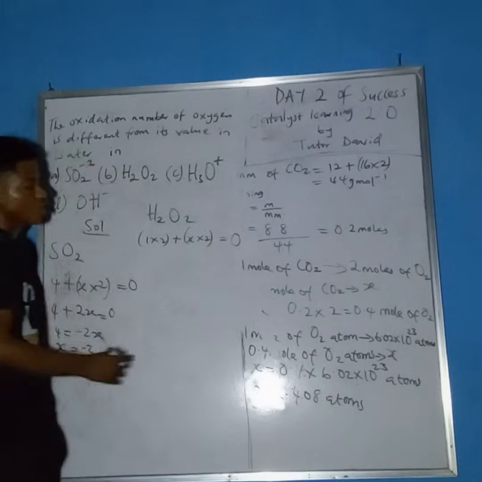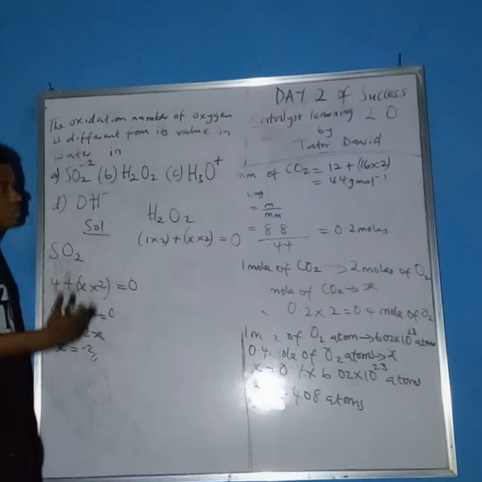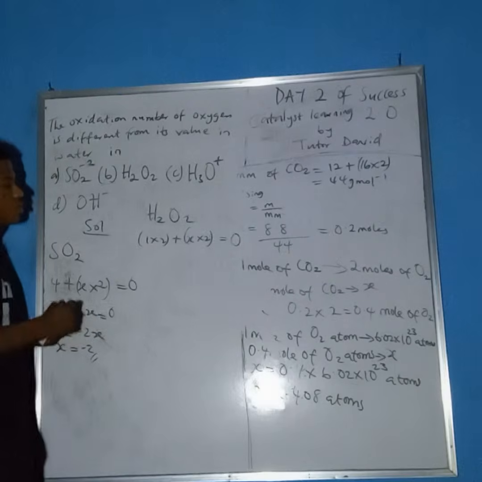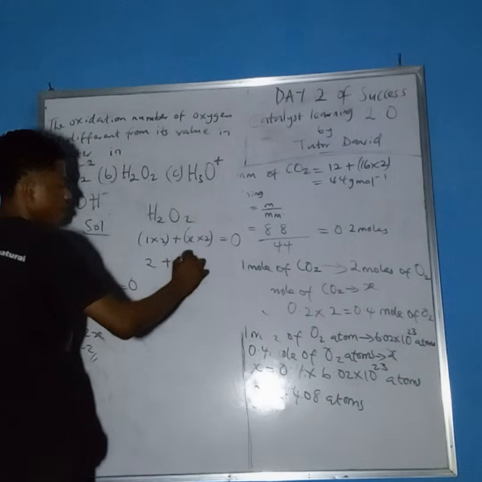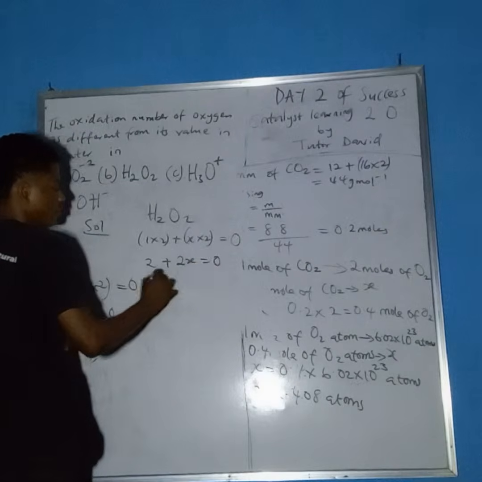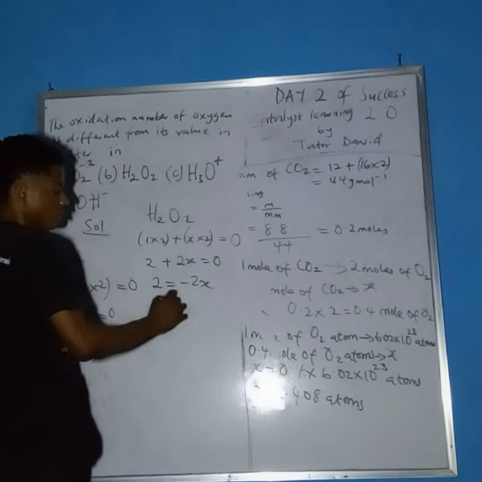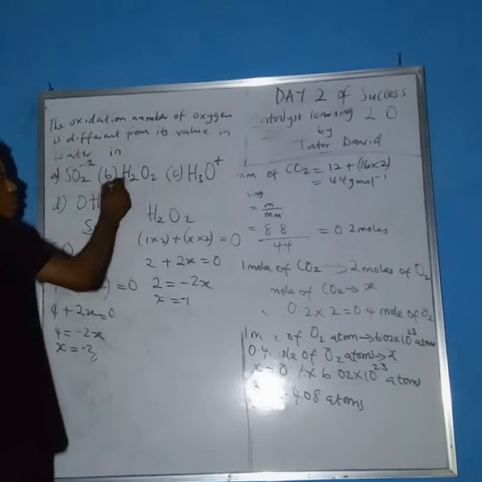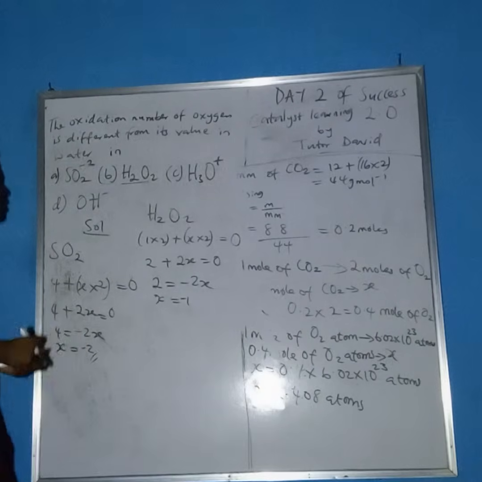Why do we equate it to 0? Because whenever you are solving for oxidation number, you equate it to 0. So this becomes 2 plus 2x equals 0. So by doing this, it becomes 2 equals -2x. So x is now equal to what? -1. Do you understand? So this is called hydrogen peroxide.